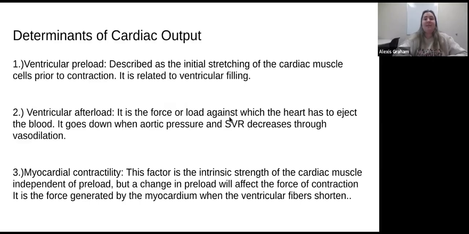Ventricular preload is described as the initial stretching of the cardiac muscle cells prior to contraction. It is related to ventricular filling. Ventricular afterload is the force or load against the heart that has to eject the blood out. It goes up with aortic pressure and SVR, and decreases through vasodilation. Myocardial contractility is the intrinsic strength of the cardiac muscle independent of preload, but a change in preload will affect the force of contraction. It is the force generated by the myocardium when the ventricular fibers have shortened.